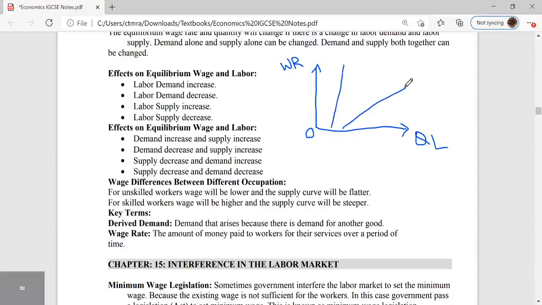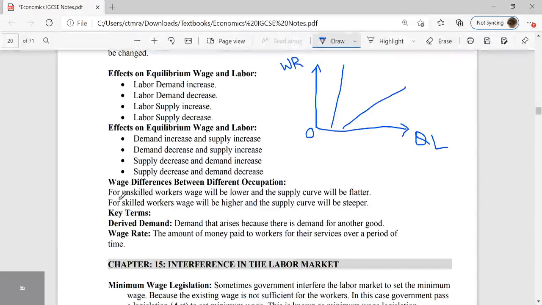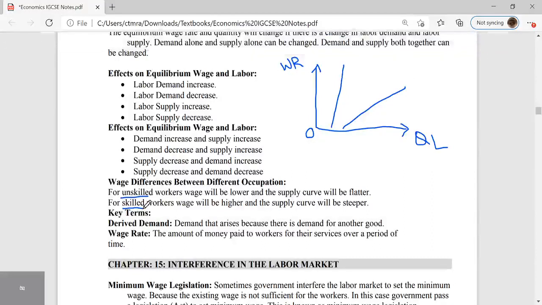See which kind of labor is easy to increase. Which kind of labor is easy to increase? Unskilled labor or skilled labor? Supply of labor, which one is easy to increase? That means more responsive, we can respond whenever we need this kind of labor. We can easily increase the number of this kind of labor. So which is this kind of labor? Skilled labor or unskilled labor?